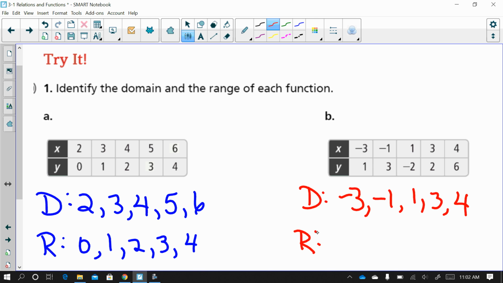Range, again, I like to list them from smallest to biggest. So I got -2 is my smallest, so I'll list that guy first. Then 1, and 2, 3, and 6. It's a lot nicer to keep them nice and neat in numerical order.